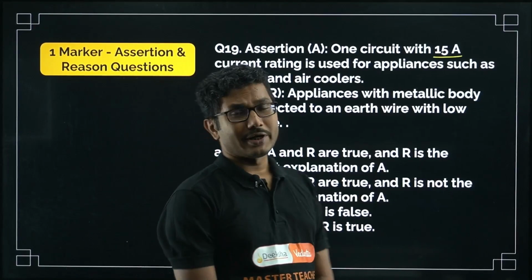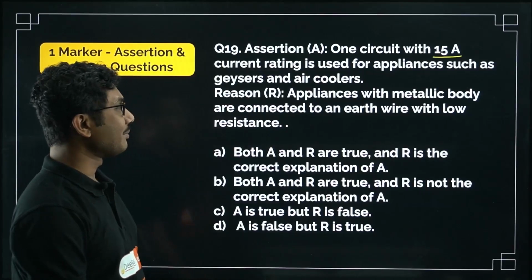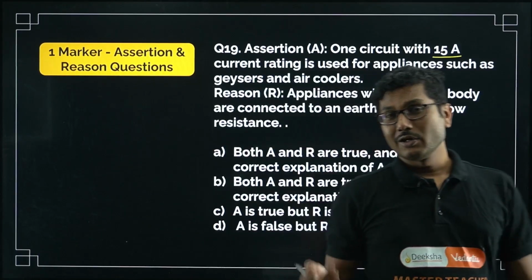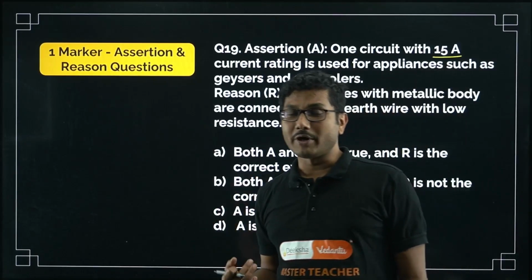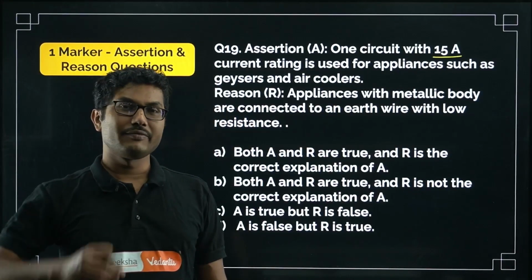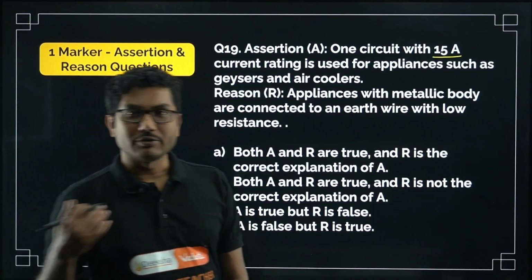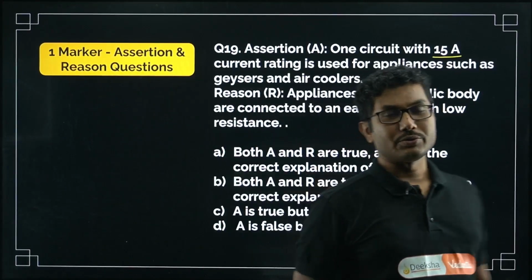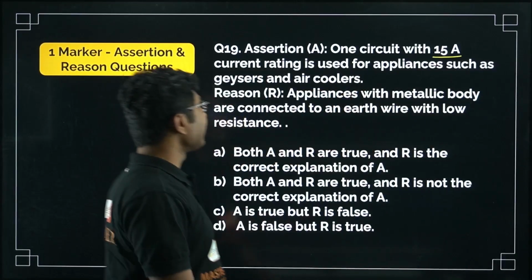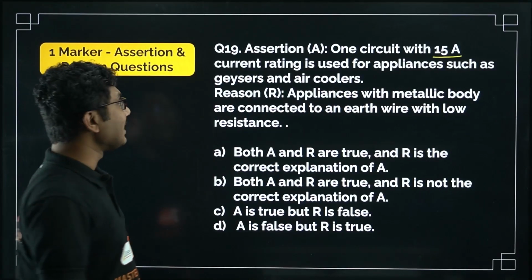Appliances with metallic body are connected to earth wire because in case there is some current leakage, that extra current from the body, instead of electrocuting you, will go directly to the ground, giving it a low resistance path. So it will not come to you, it will directly go to the ground and save you from getting electrocuted. Now both statements are individually correct.